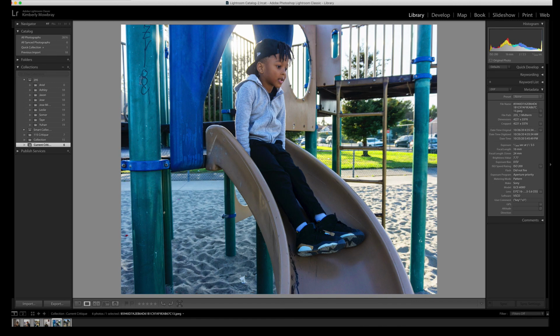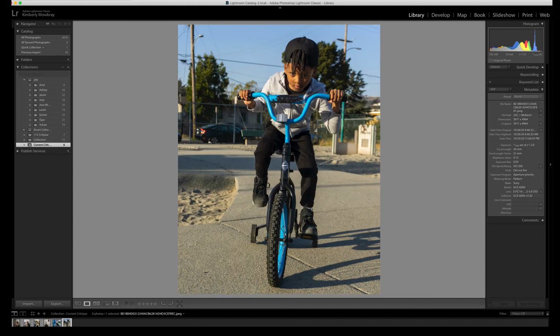Where here it's just a kid coming down the slide. There's nothing that's telling us more about his personality in this image. So I think this image has more power to it and is more of a character portrait.